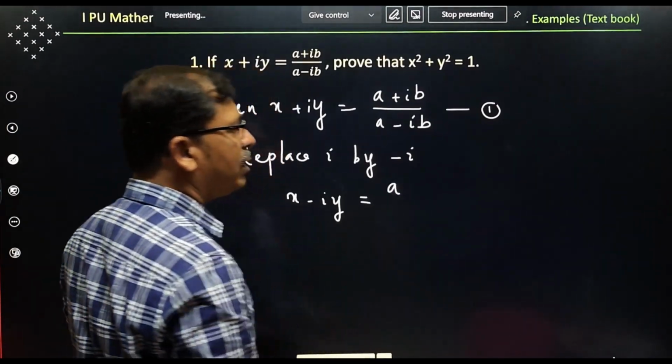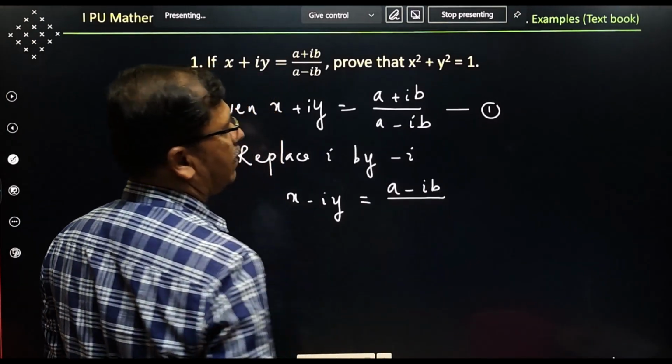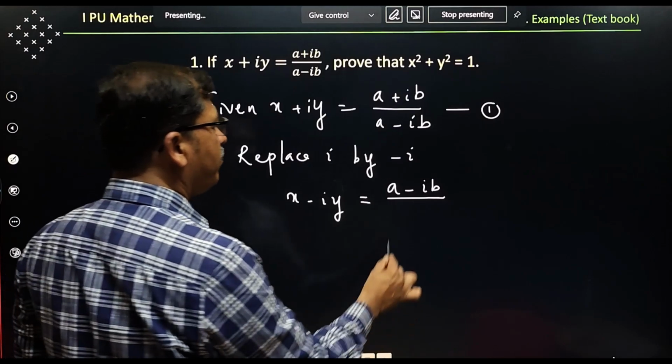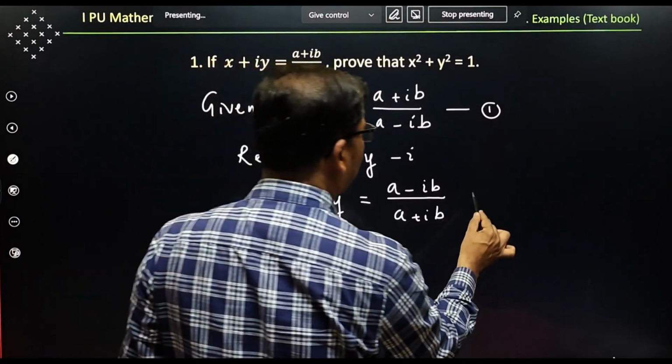A plus ib becomes a minus ib. Next, a minus ib becomes what? Come on. A plus ib. Okay. You call this as equation number 2.